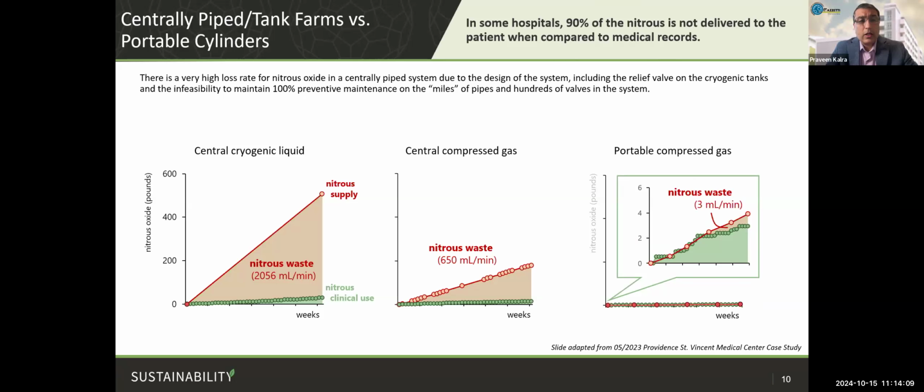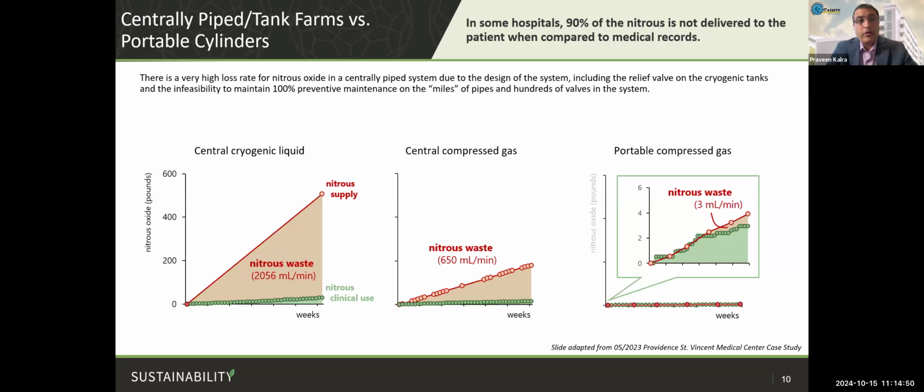I'm going to quote a study from Dr. Brian Cheesebro and Andy Mason at Providence St. Vincent Medical Center. There is a very high loss rate for nitrous oxide when it is delivered through a centrally piped system. They conducted this study by measuring the purchasing data and comparing it with their clinical data on how much nitrous oxide is used. On the graph on the left-hand side, when a central cryogenic tank system was used, comparing the purchasing data with the clinical data, almost 2 liters of nitrous oxide was leaking per minute.